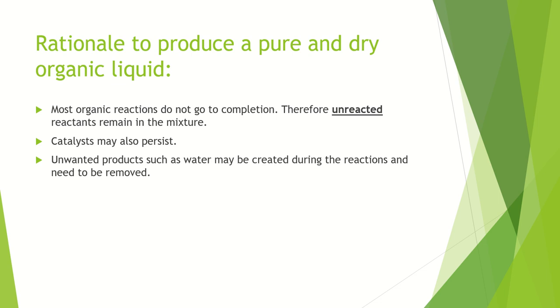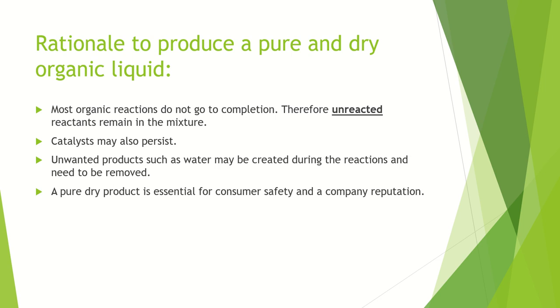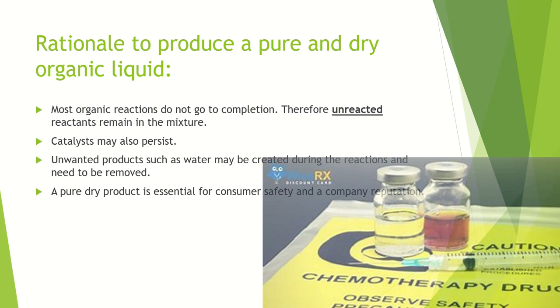So you have unwanted products that are actually made along the synthetic pathway, in other words, as part of the reactions that you use to make your desired product. You will have other reactants made in that pathway or as side reactions or byproducts, if you like. You need to get rid of those. And a pure dry product at the end of the day is vital for, first of all, consumer safety, so your customers, and for your company's reputation. If you go into chemical engineering or manufacturing of chemicals, they must be made in such a way that they can be administered to patients, animals, they can be used in agriculture, so they've got to be what they're meant to be.